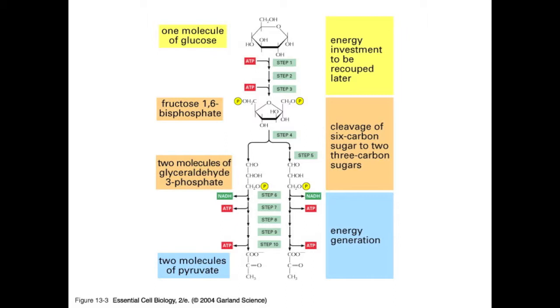This diagram shows not only the 2 ATP molecules invested at the start of glycolysis, but the cleavage of the 6-carbon sugar into the 2 3-carbon sugars. Finally, it shows how these 3-carbon sugars are oxidized in order to generate energy. This process generates NADH from NAD+ and FADH2 from FAD+.